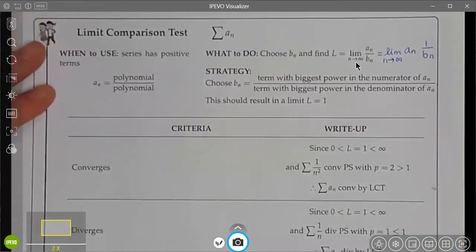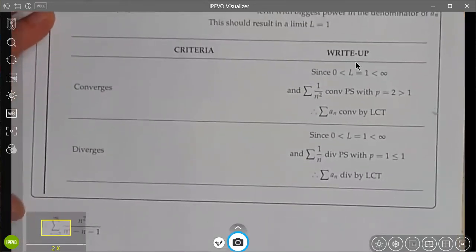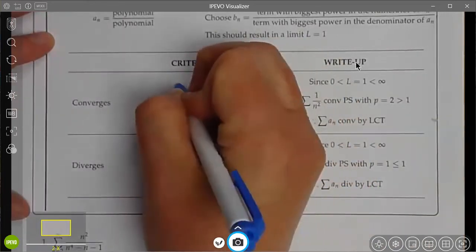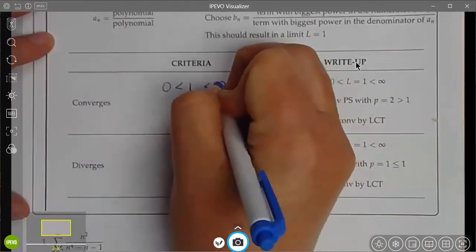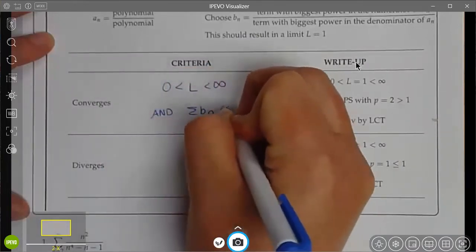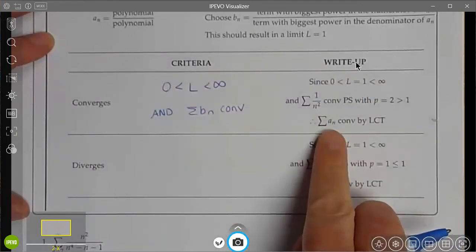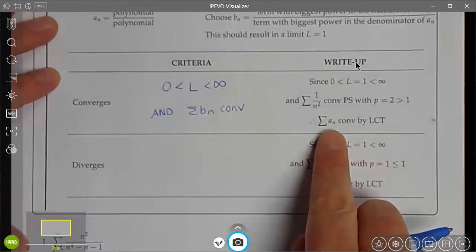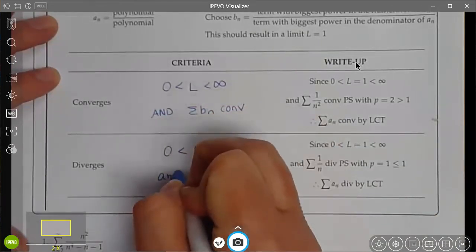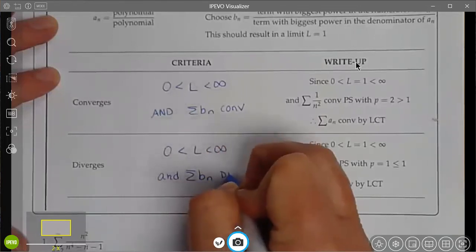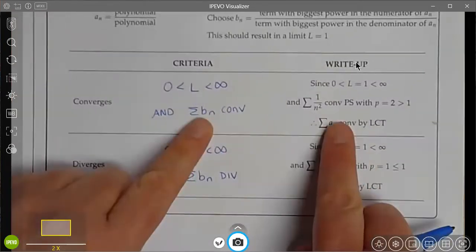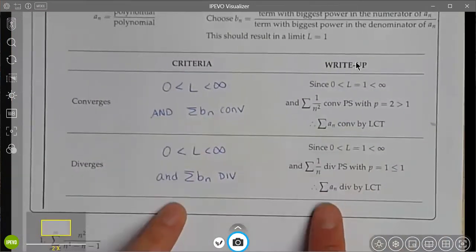All right, so once you've taken that limit, now we need to look at this criteria to see how we figure out if our original series converges or diverges. So you need L to be between 0 and infinity, and you need the series of b sub n to converge. If you have both of those, then your original series a sub n converges also. And similarly for divergence, if L is between 0 and infinity, and the series of b sub n diverges, then your series of a sub n will also diverge. Okay? So either they both converge or they both diverge.